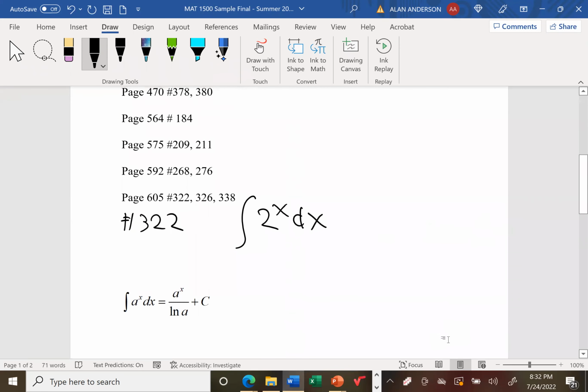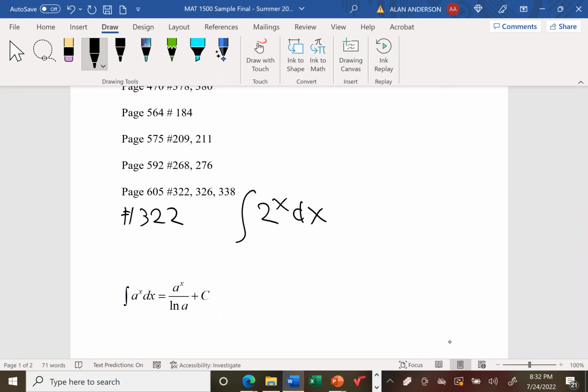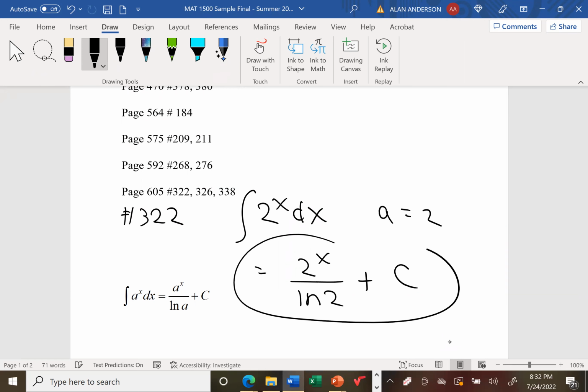All right, so that means that you can see that in this case, a is 2. So we end up with 2 to the x over log 2 plus c. And that's it. That's all you had to do.